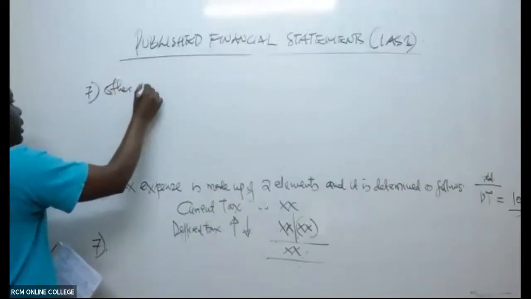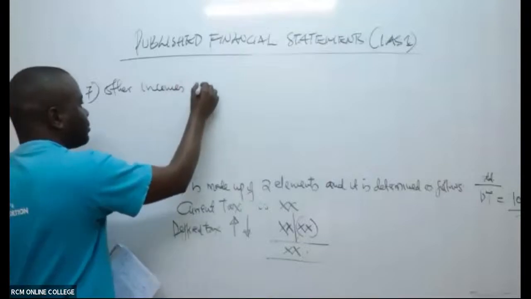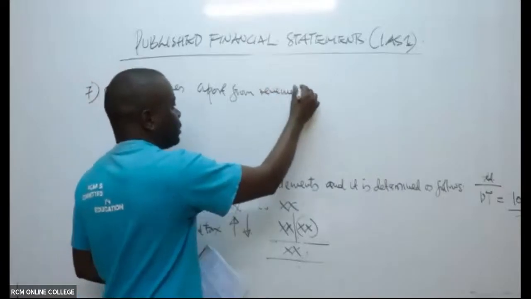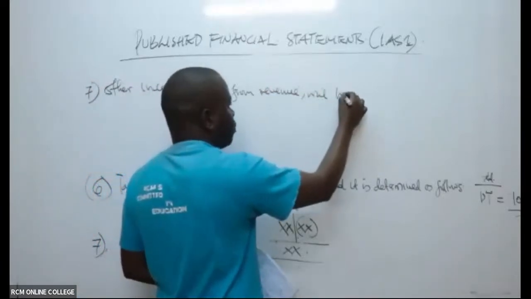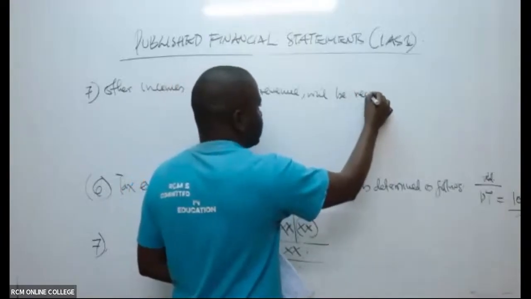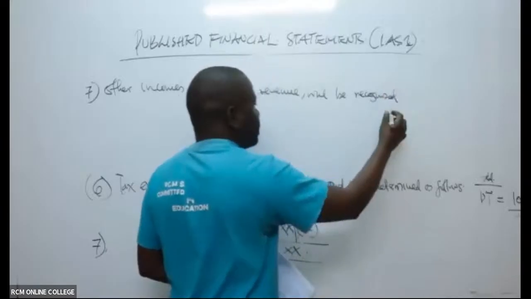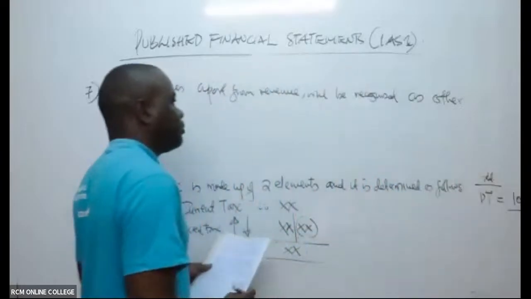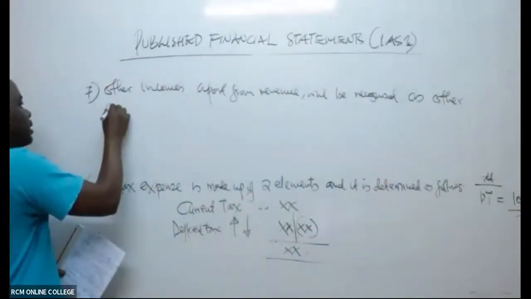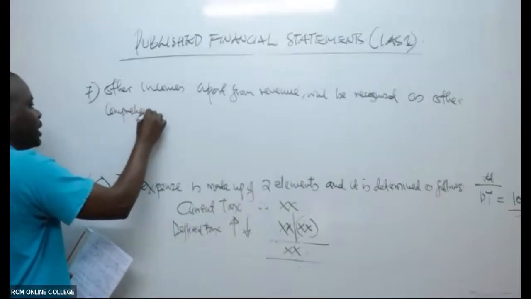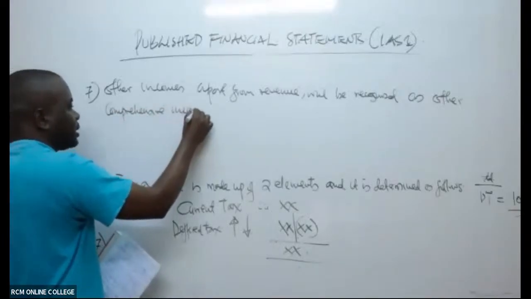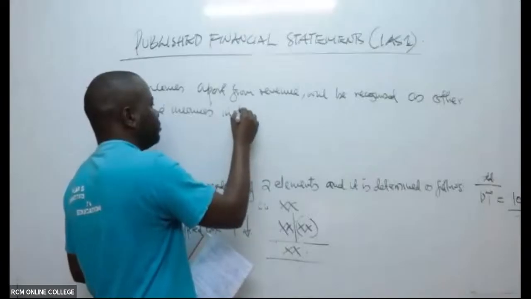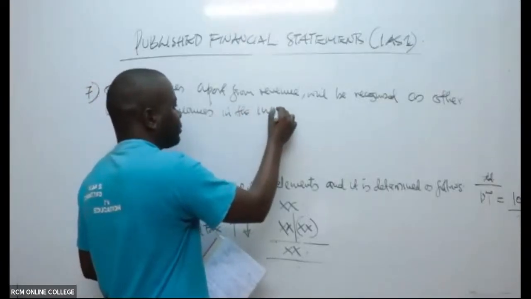Other incomes apart from revenue will be recognized as other comprehensive incomes in the income statement.